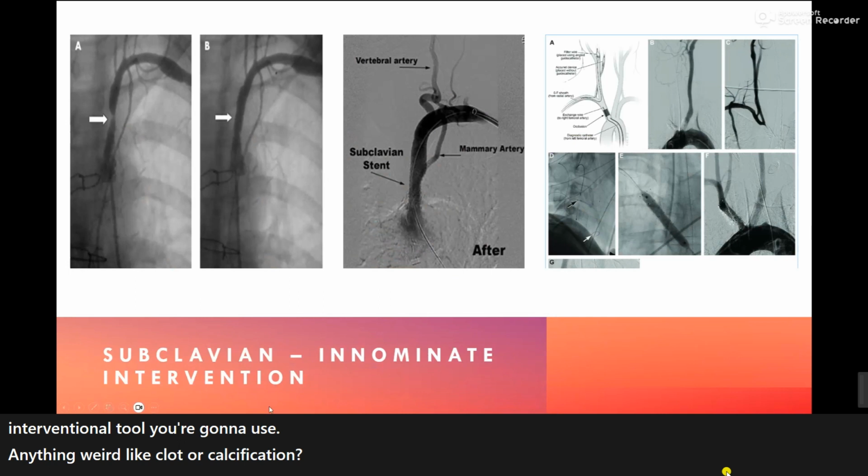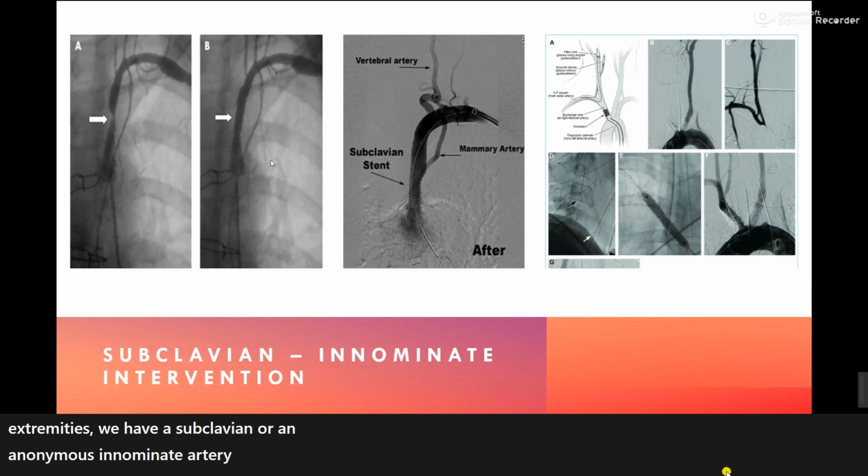So moving up to the upper extremities, we have a subclavian or an innominate artery intervention. When we're doing subclavian or upper extremity work, you have the option of getting femoral artery access or radial, depending on the comfortability of your physician. Okay. You're going to use the same tools.